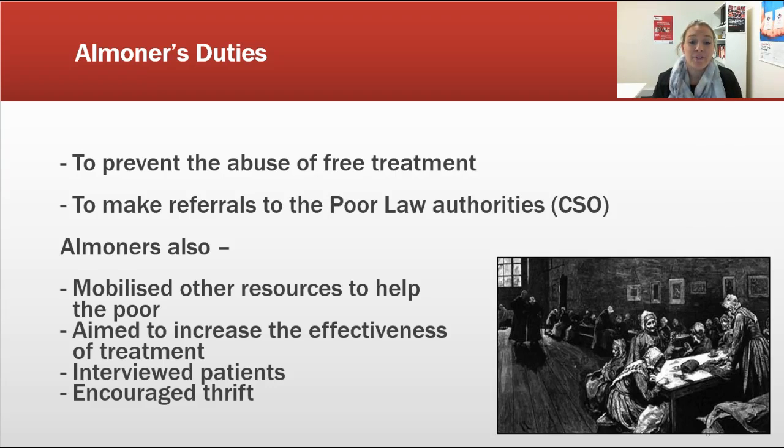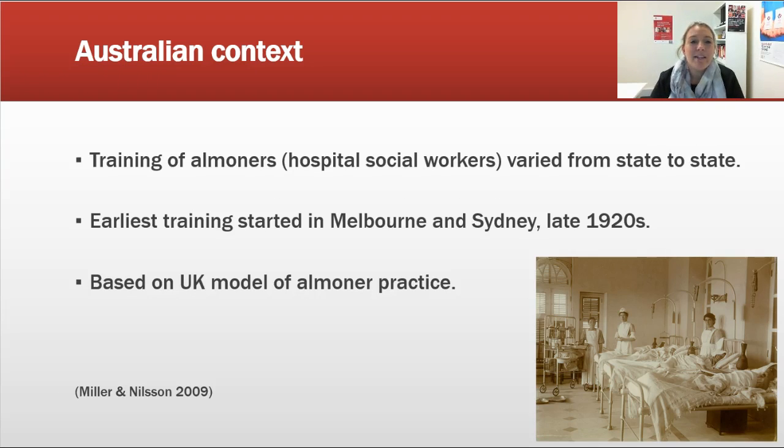They made referrals to the poor law authorities, and they also mobilised other resources to help the poor and aimed to increase the effectiveness of treatment and interviewed patients and encouraged thrift as well, which I think is a really interesting point. Within the Australian context, the training of almoners, which were the hospital social workers, varied from state to state.